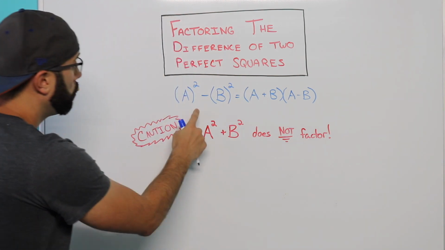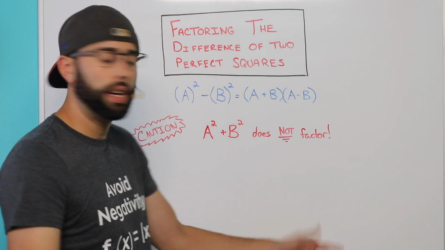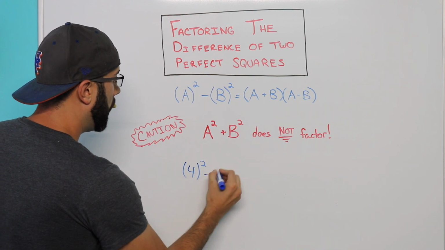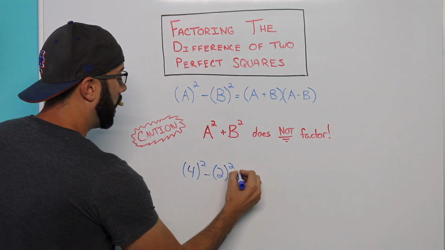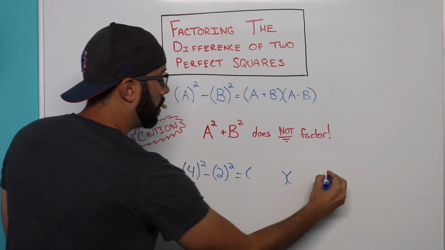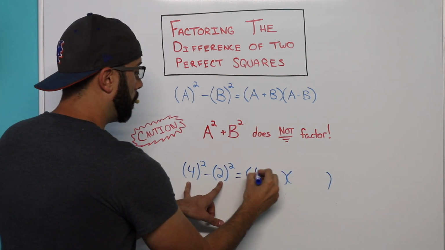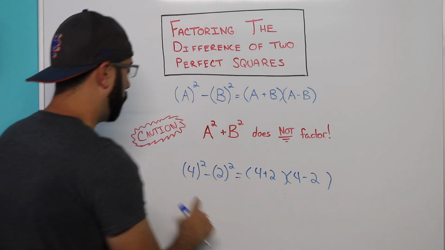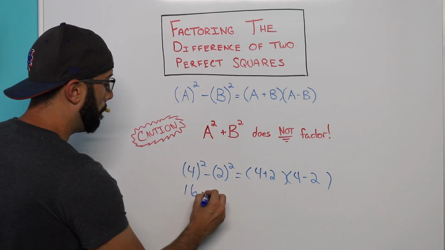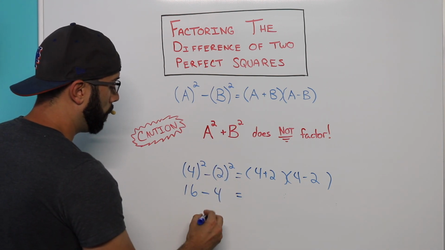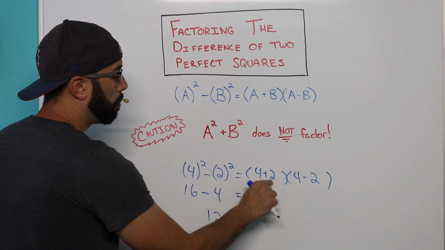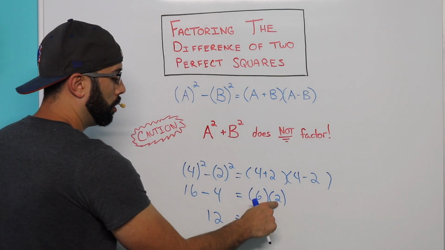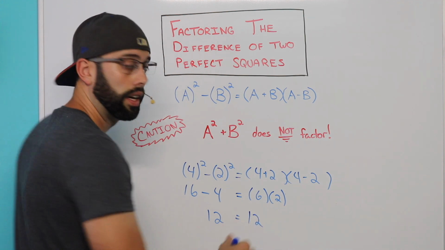Now let's just see how this works. Let's use actual numbers here. Let's see if it really does work. I don't know, let's say 4 squared minus 2 squared. And that says it would be equal to this number plus this number, so 4 plus 2 times 4 minus 2. Let's just see if it works really quick. 4 squared is 16 minus 4. So on this side we have 12, and 4 plus 2 is 6. 4 minus 2 is 2. 6 times 2, 12. Yes, it works.